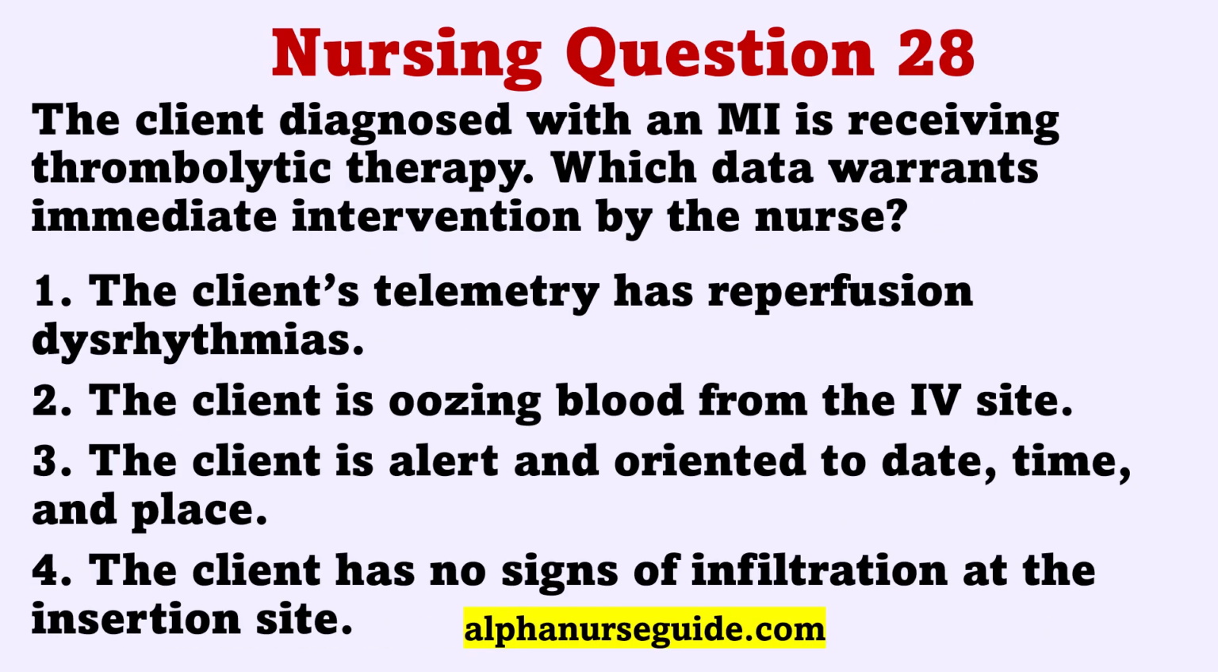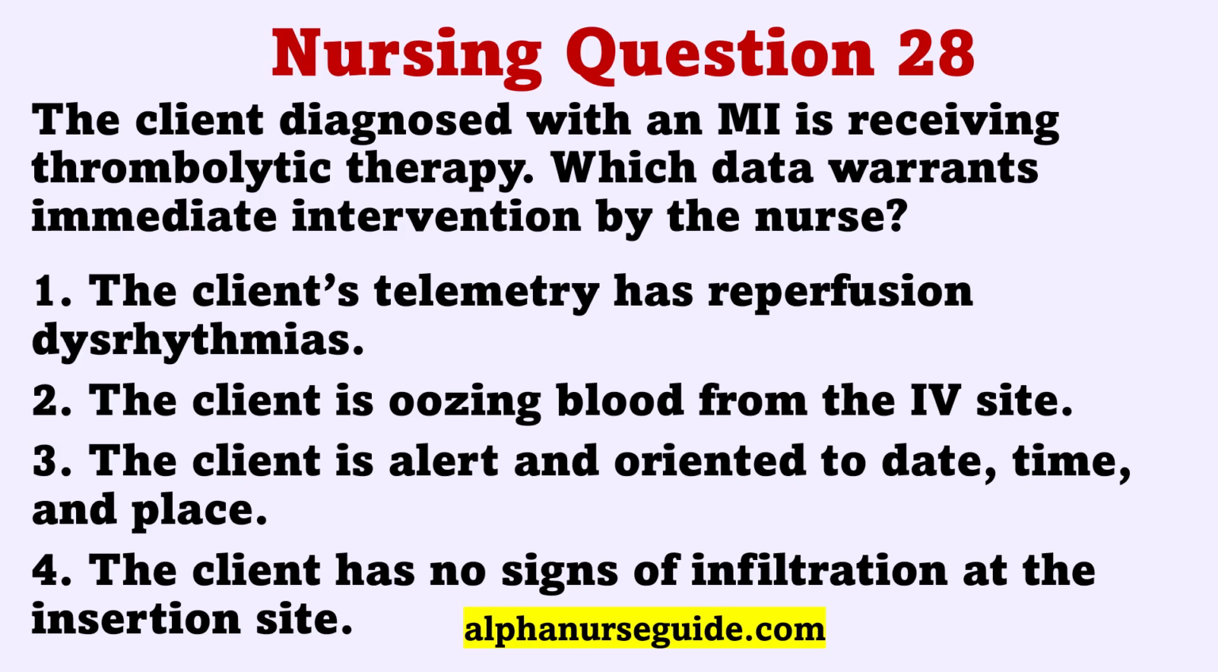The client diagnosed with a myocardial infarction is receiving thrombolytic therapy. Which data warrants immediate intervention by the nurse? 1. The client's telemetry has reperfusion dysrhythmias. 2. The client is oozing blood from the IV site. 3. The client is alert and oriented to date, time, and place. 4. The client has no signs of infiltration at the insertion site.